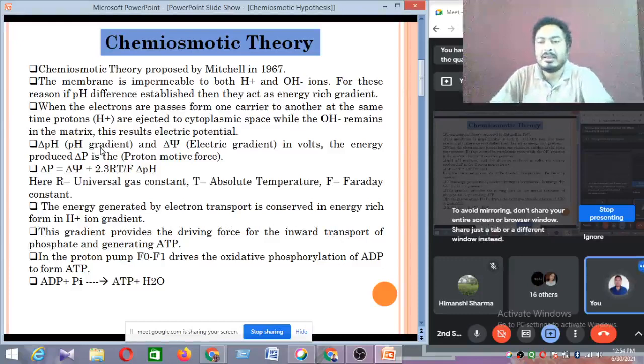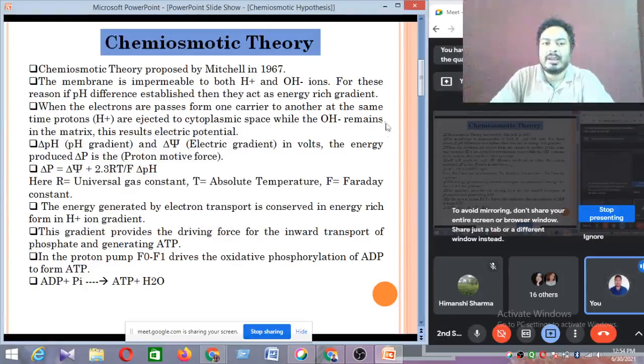The positive side has the acidic nature, the negative side has the basic nature. So they form a pH gradient. This is called delta pH. Delta pH is the pH gradient between the positive acidic condition and the basic condition. Then what is delta psi? Delta psi is the electric gradient. What is the electric gradient? Because one side has negative charge and one side has positive charge, they form a voltage difference, and due to this voltage difference an electric current is generated. This is called the electric gradient, and it is denoted by delta psi.